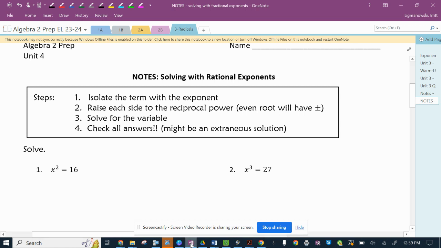In this video, we are going to go over the solving with rational exponents notes.